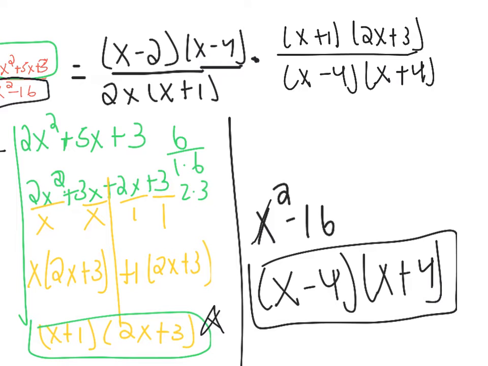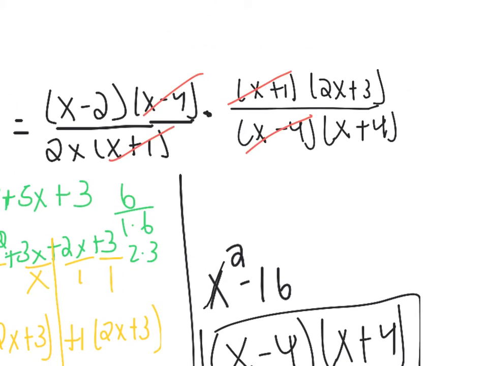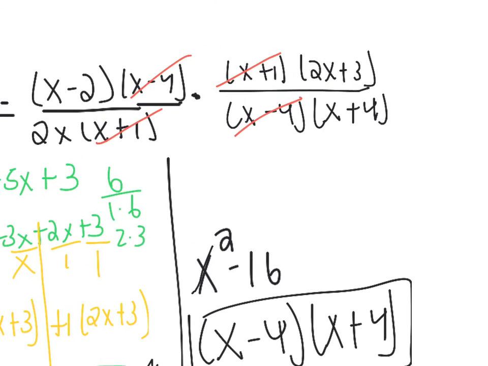Now we're going to see what we can cross out. So x minus 4 is gone. X plus 1 is gone. Anything else we can cross out? No. So now let's rewrite what we have left. So let's put it right here. Equals, on the top, x minus 2, 2x plus 3.